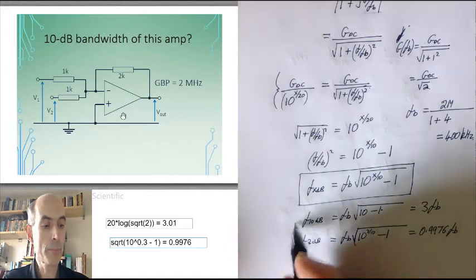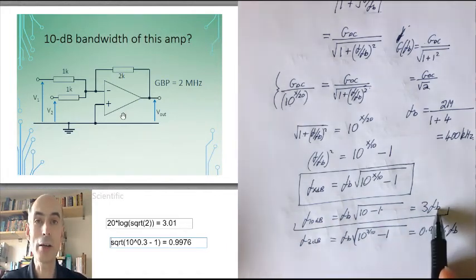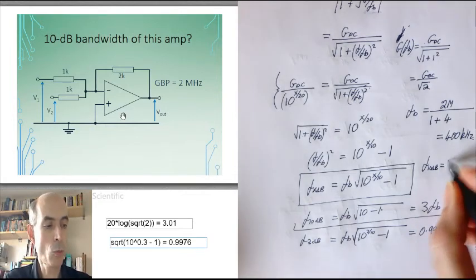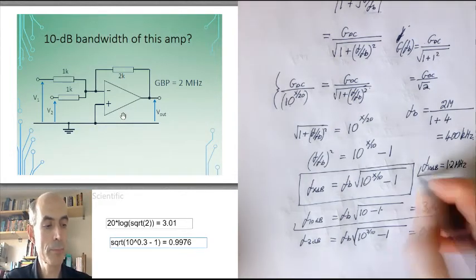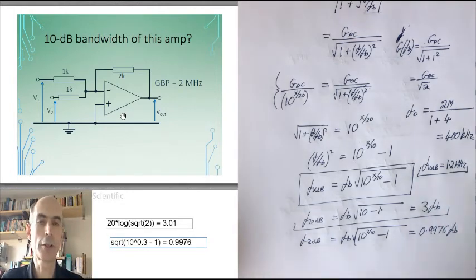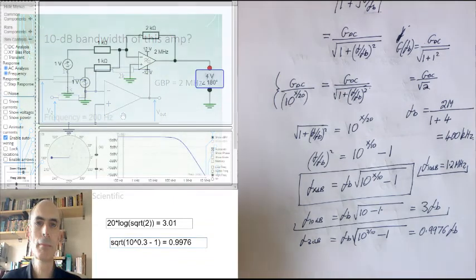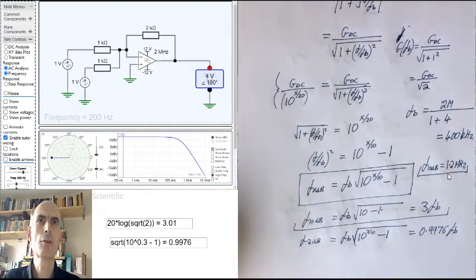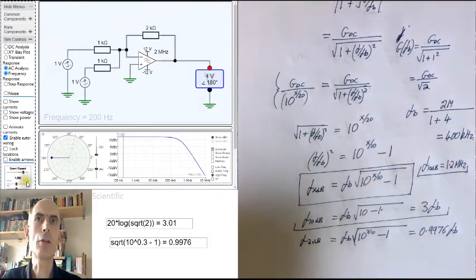We know from this formula that the 10 dB bandwidth is 3 times the 3 dB bandwidth. And therefore, the 10 dB bandwidth of this circuit would be 1.2 MHz, 3 times 400 kHz. If in any doubt, we can always check these things in the simulator. I calculated the 10 dB bandwidth as 1.2 MHz, so let's just set the frequency straight to 1.2 MHz and see what the output is.